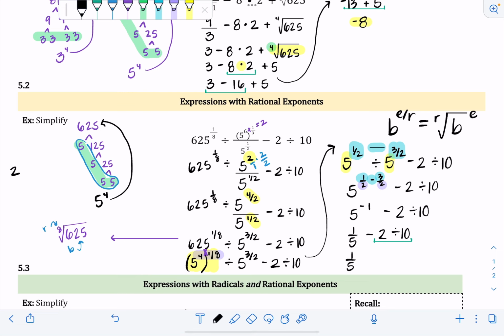So I can rewrite 2 divided by 10 as 2 over 10. And then all of a sudden that's a fraction that I can reduce, and I would prefer it as a fraction as opposed to a decimal. So I can divide both of these, numerator and denominator, by 2.